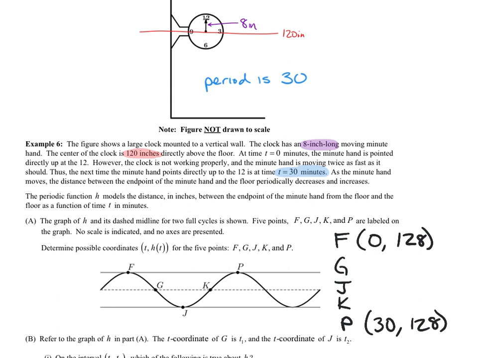Now, if a periodic function has to be done smoothly, what do you think this time is going to be for J? 15. Very good. Halfway between it, yeah? So we're going to say J is at 15 minutes. What is its height?